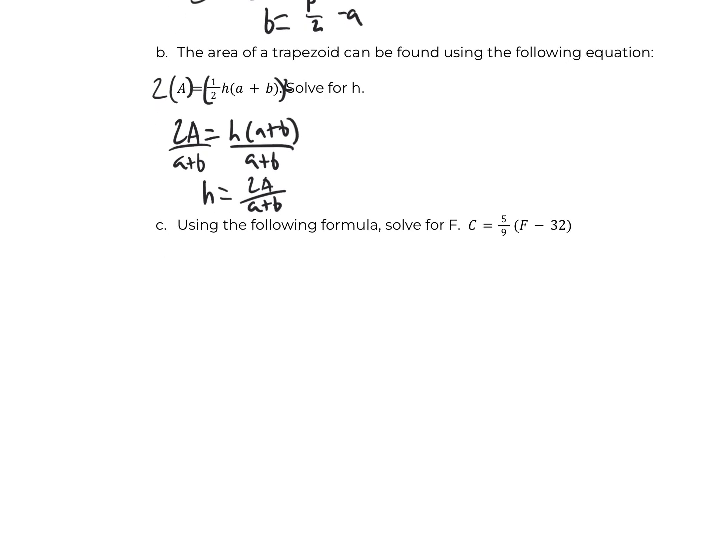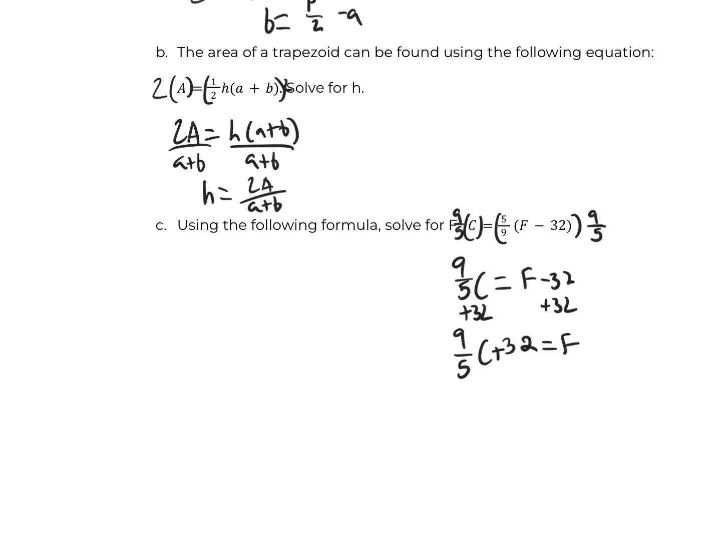Lastly, we're going to solve for Fahrenheit here. We have the Celsius formula, and if we already have the Celsius temperature, we want to convert that the other way around. So the first thing I'm going to do is multiply both sides by the reciprocal of 5/9, which is 9/5. So we have 9/5 C is equal to F minus 32. Now, I'm going to get F by itself, so I'm going to add 32 to both sides. And I get 9/5 C plus 32 is equal to F.